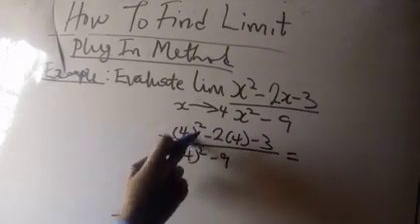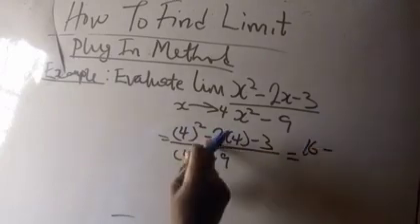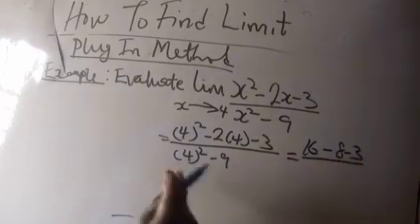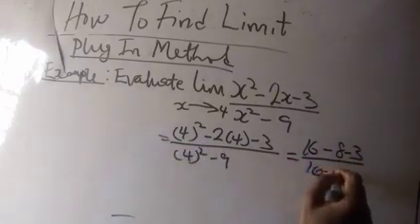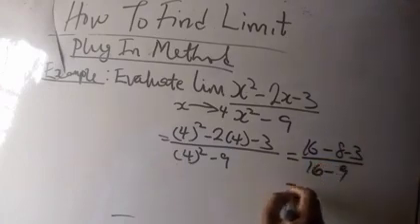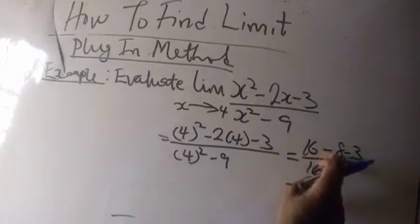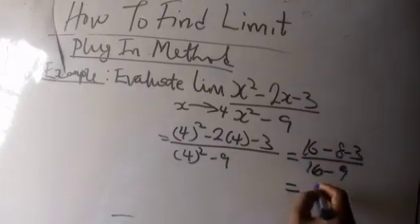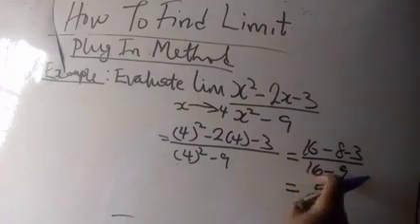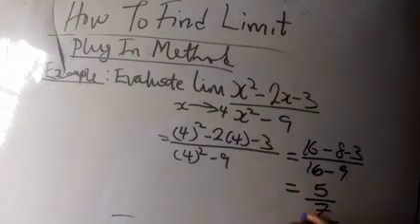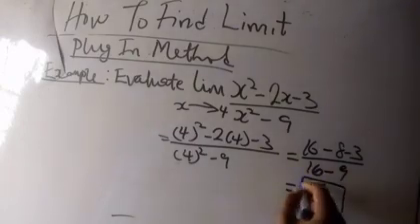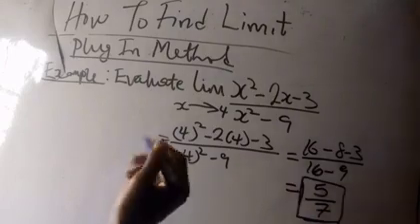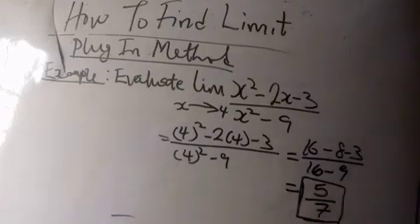So 4 squared is 16. 2 multiplied by 4 is 8, minus 3. Then 4 squared, 16, minus 9. So 16 minus 8 minus 3, that's 16 minus 11, which is 5. And 16 minus 9 is 7. So our answer is 5/7, where we use the substitution method to find the limit.